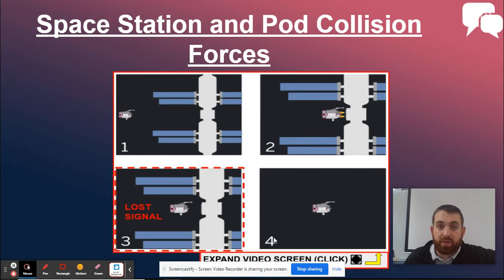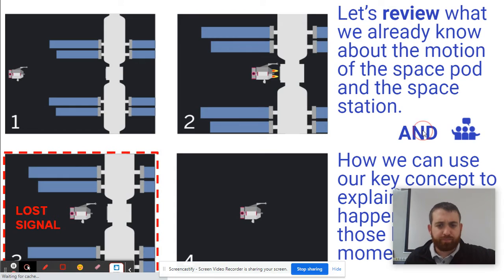so that we can, as always, help Dr. Gonzalez and her ground team figure out what they need to do. And in this case, how they're going to be rescuing the pod and the station. So let's go ahead and get into it.